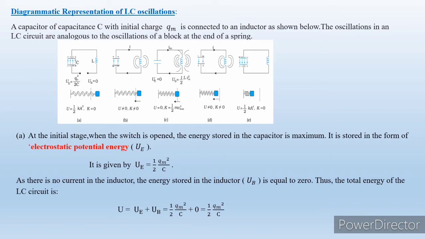Now you look at the diagrammatic representation of LC oscillations taking place in an LC circuit. A capacitor of capacitance C with initial charge Qm is connected to an inductor as shown below. The oscillations in an LC circuit are analogous to the oscillations of a block at the end of a spring. You can look at the comparative diagram of the LC circuit, below which a loaded spring held horizontally is shown.